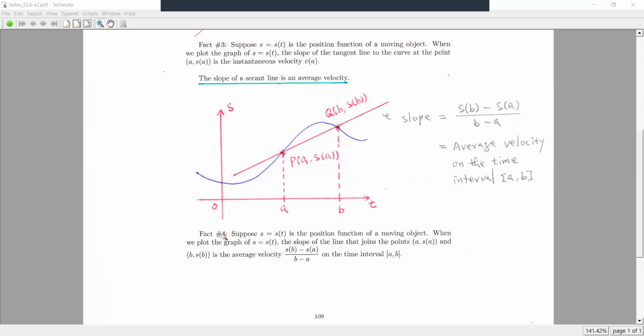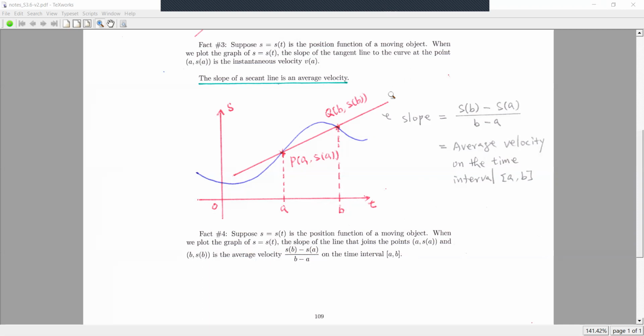So we have fact number 4. Suppose this function is the position function of a moving object. When we plot the graph of the function, the slope of the line that joins this point a, s of a, and this point b, s of b, is the average velocity of the moving object on this time interval from a to b.